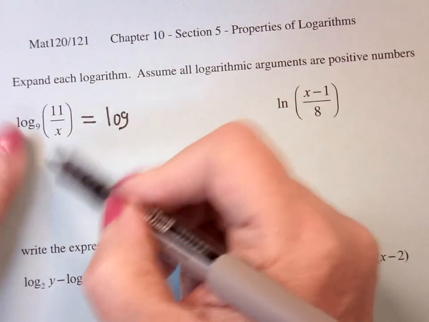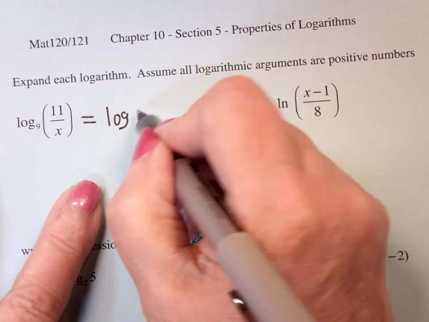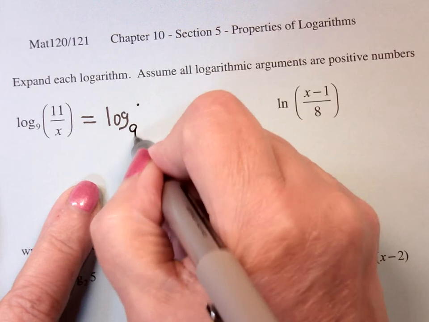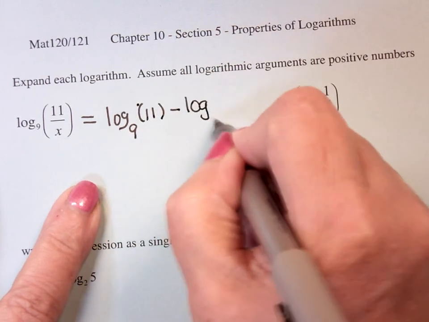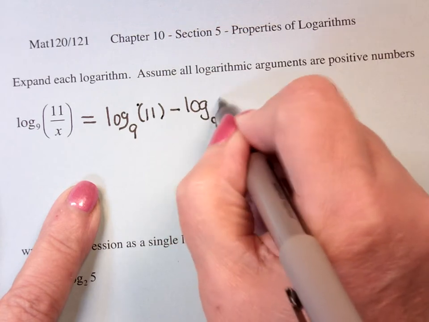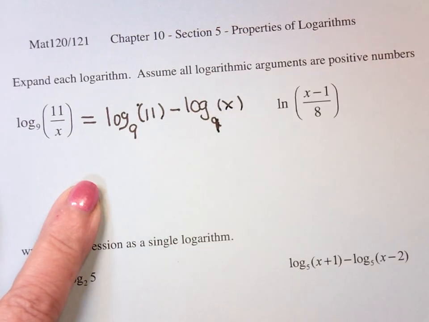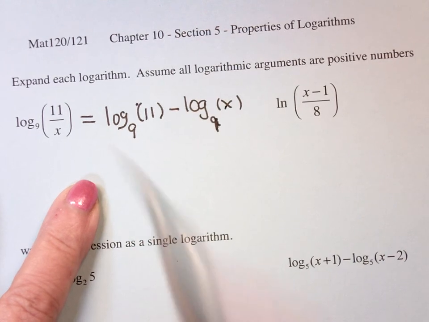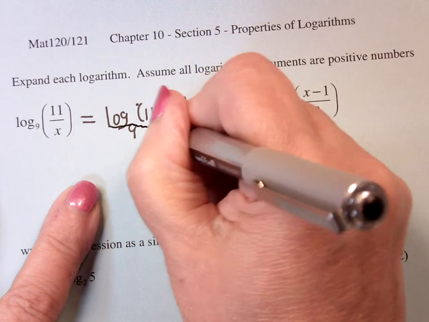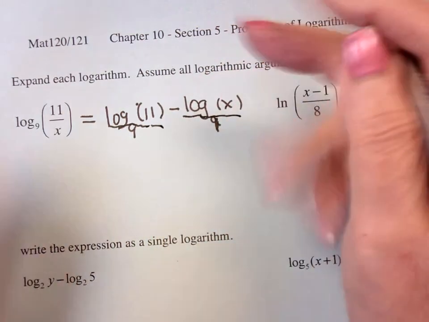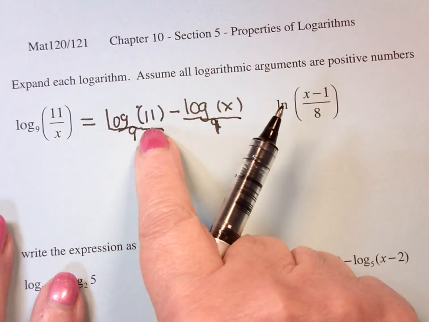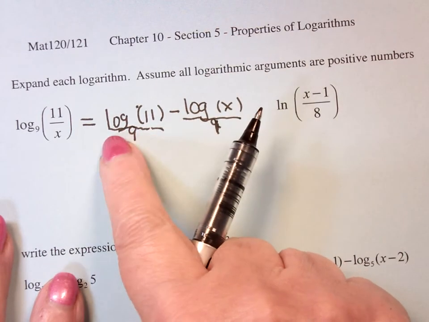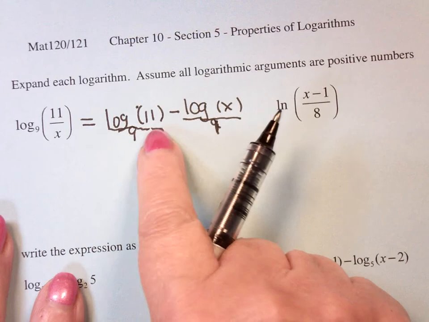So I have log base 9, 11 divided by x. This becomes log base 9 of 11 subtract log base 9 of x. Log, and remember the base is a subscript, so that's the line, and the base is dropped down below. And this is on the same side, the argument's on the same line as the logarithm.